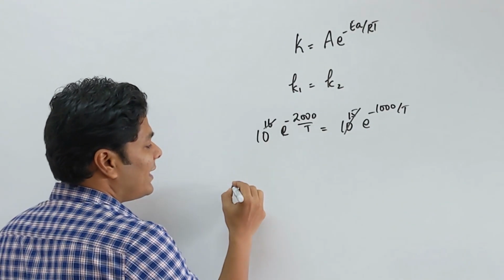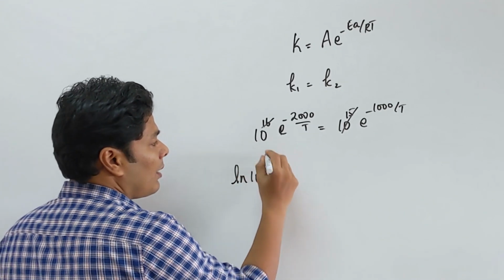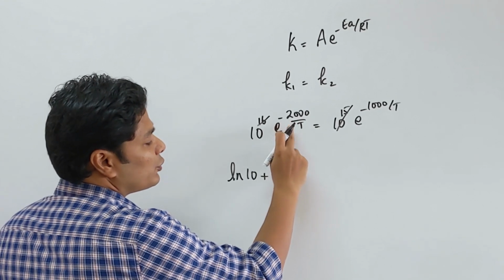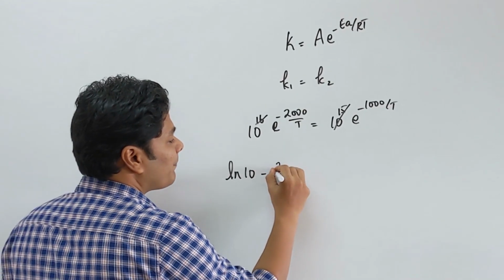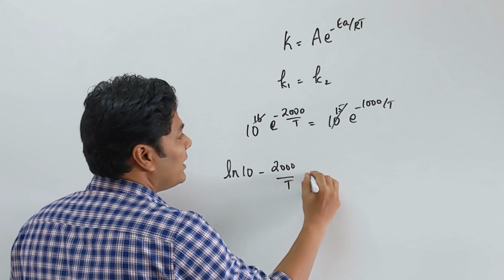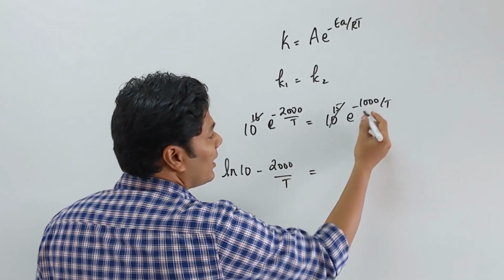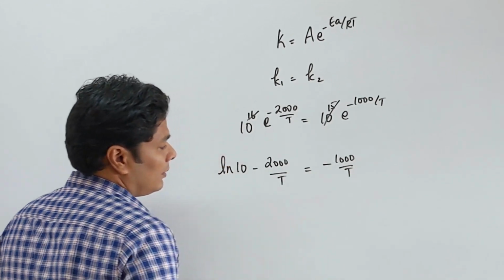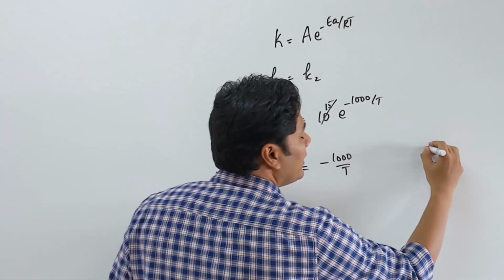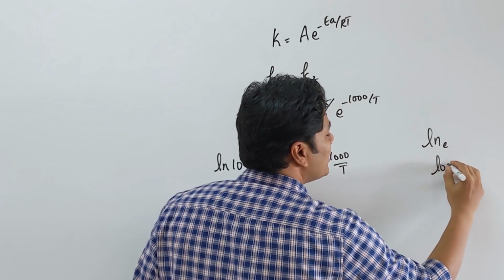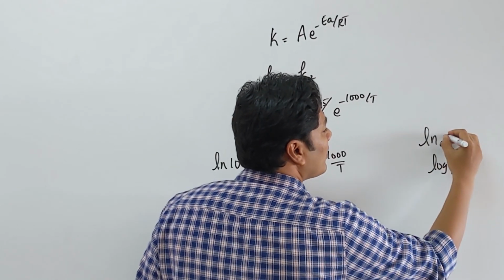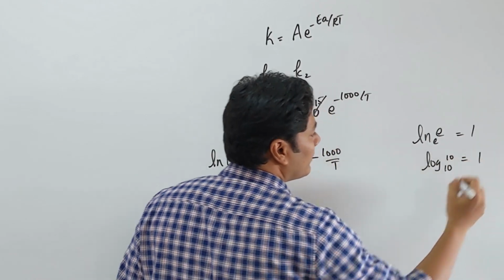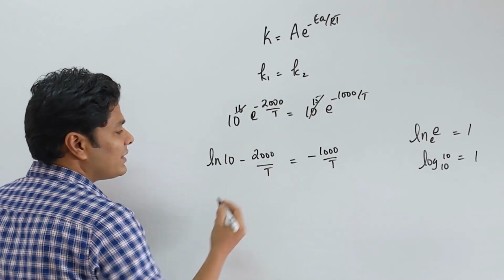Ln of AB is ln A plus ln B. Ln of B is actually here minus 2000 by T. So I'm going to get a minus 2000 by T here equals ln of e to the power minus 1000 by T, which is minus 1000 by T. Just a quick thing, ln is base e, log is base 10. Ln of e to the power e is 1, log of 10 to the power 10 is 1. Now that we have it, we just have to simplify it.